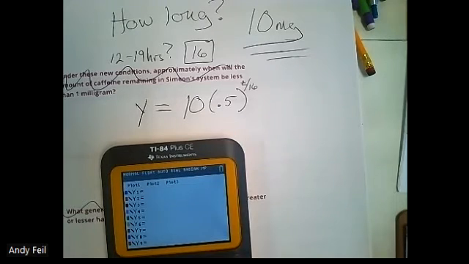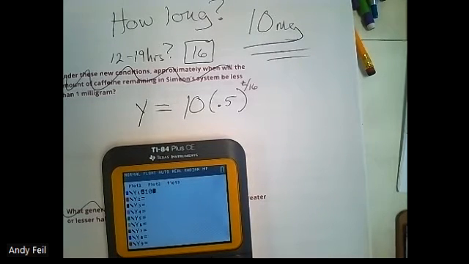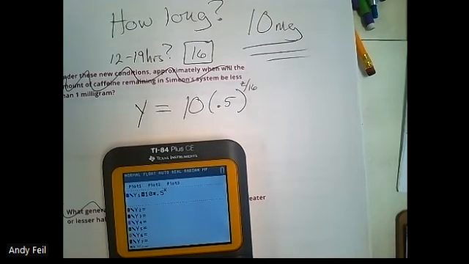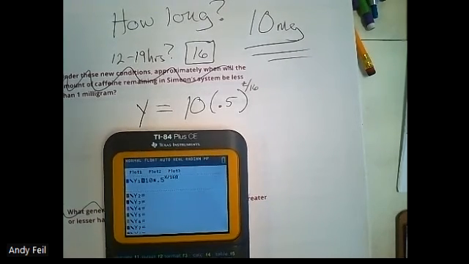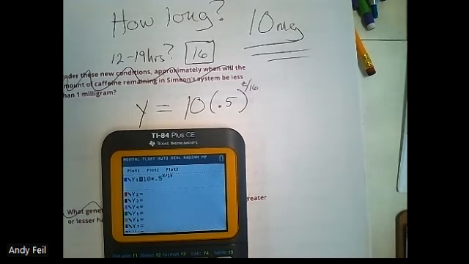Now just type in our equation, 10 times 0.5 raised to the X divided by 16 power. 10 times 0.5 raised to the X divided by 16. Everybody still with me? Now you just do the same thing you did before, graph. We started out at 10, and there goes our Bystolic.